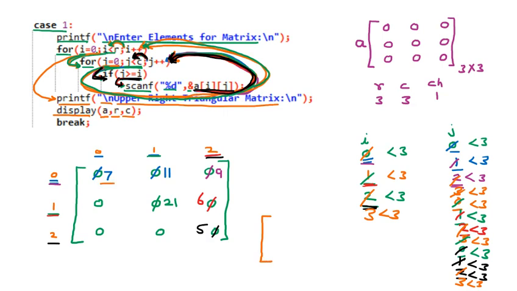the first element is 7, next is 11, next is 9, then afterward 0, 21, 6, 0, 0 and 5. So this is the matrix which is displayed.